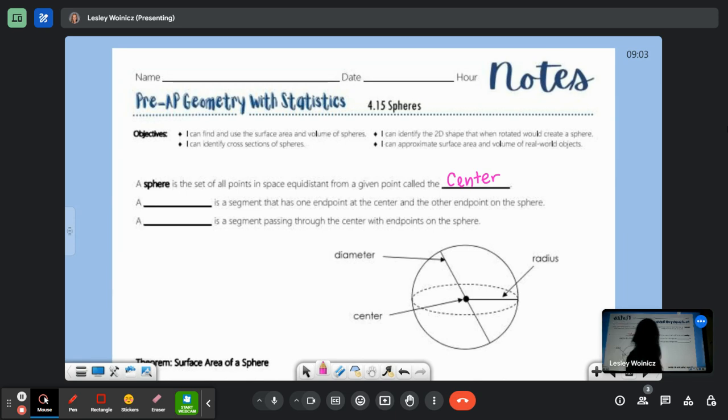I want sphere. Okay. All right, what is the segment that has one endpoint at our center and the other endpoint on our sphere? Radius. It's a radius. Okay, what about a segment that passes through the center with both endpoints on the sphere? Diameter.